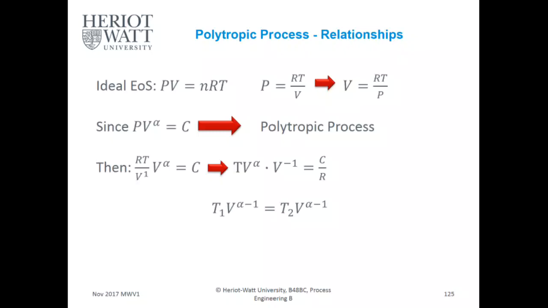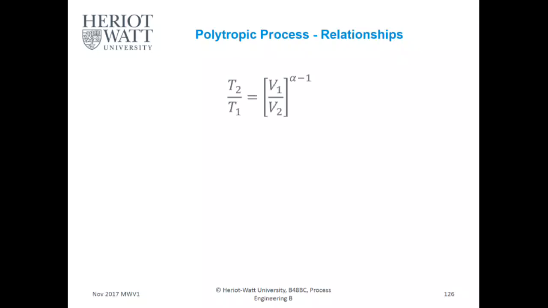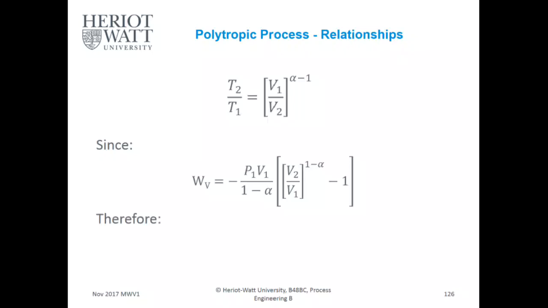Yeah? So T2 over T1 equals V1 over V2 to the alpha minus 1. So you have a new relationship. You can calculate temperature and volume based on this relationship. And if you plug that into your previous equation, volume work equals negative P1 V1 over 1 minus alpha, times V2 over V1 to the 1 minus alpha minus 1. Yeah? Hence, volume work equals nRT1 over alpha minus 1, times T2 over T1 minus 1. So you change the relationship. Now you can calculate for temperature, and your P1 V1 equals nRT1, right?